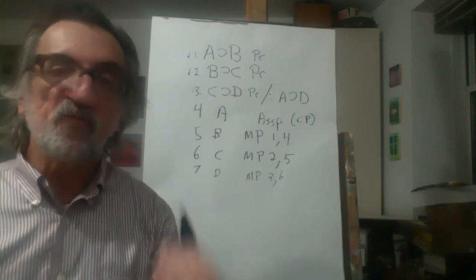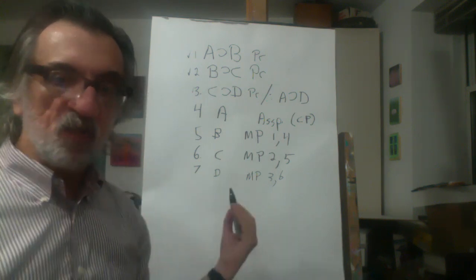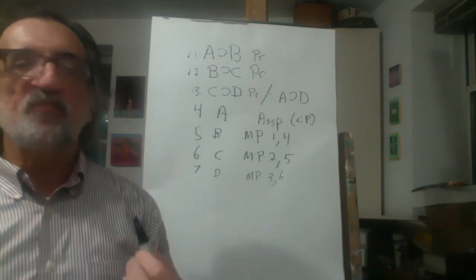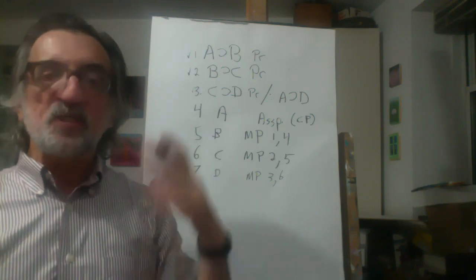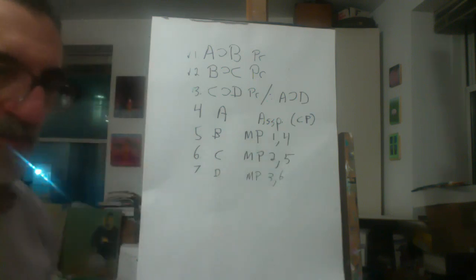Well, we haven't proved D. You got to be careful here. This is not a proof that D. It looks like a proof that D. It's only a proof that D, given this additional assumption, which is not in the premises, this additional assumption of A.